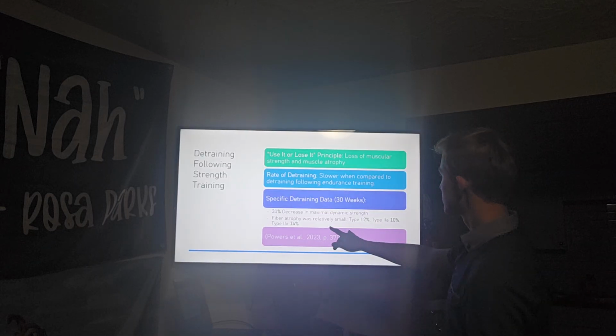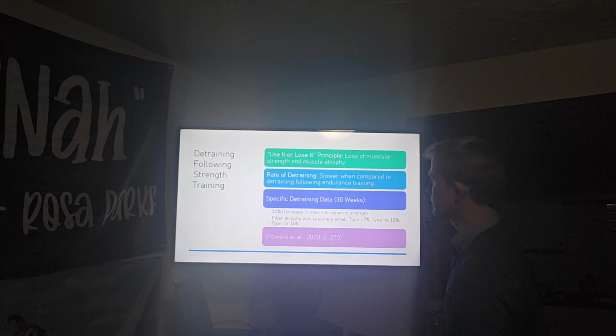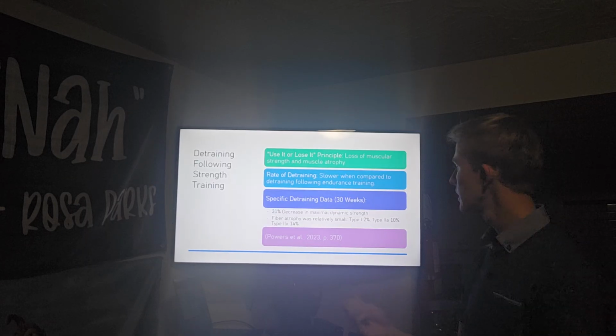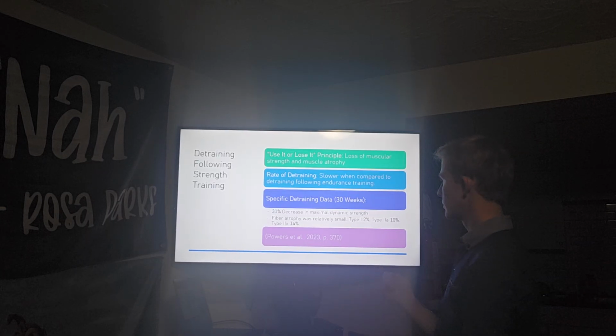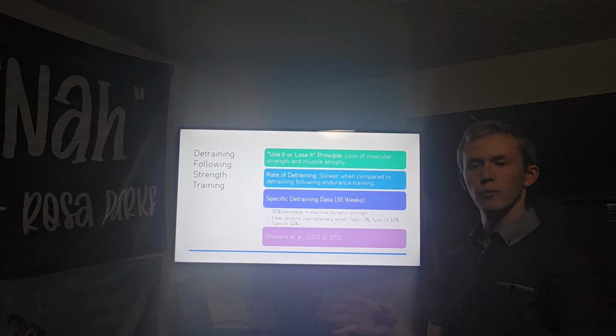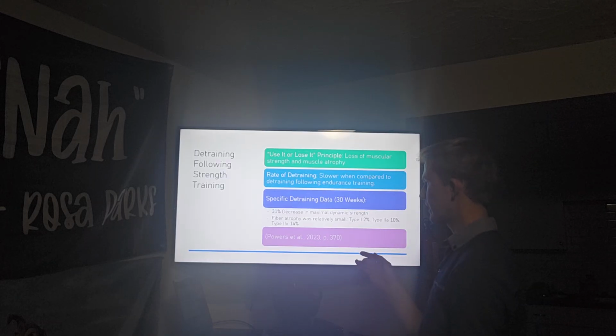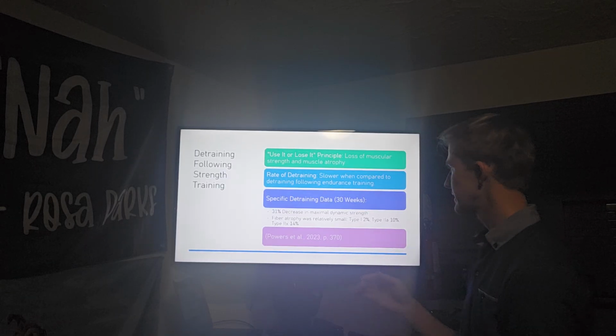So, specific detraining data. There was a 31% decrease in maximal dynamic strength. Fiber atrophy was relatively small. Type 1 fibers, or slow twitch fibers, was about 2%. The type 2A fibers was 10%. And the type 2X fibers was about 14%.